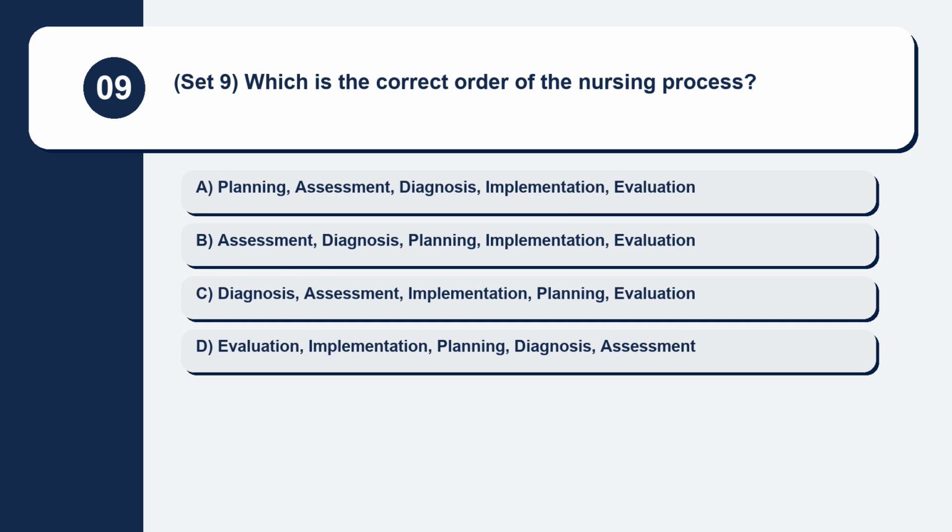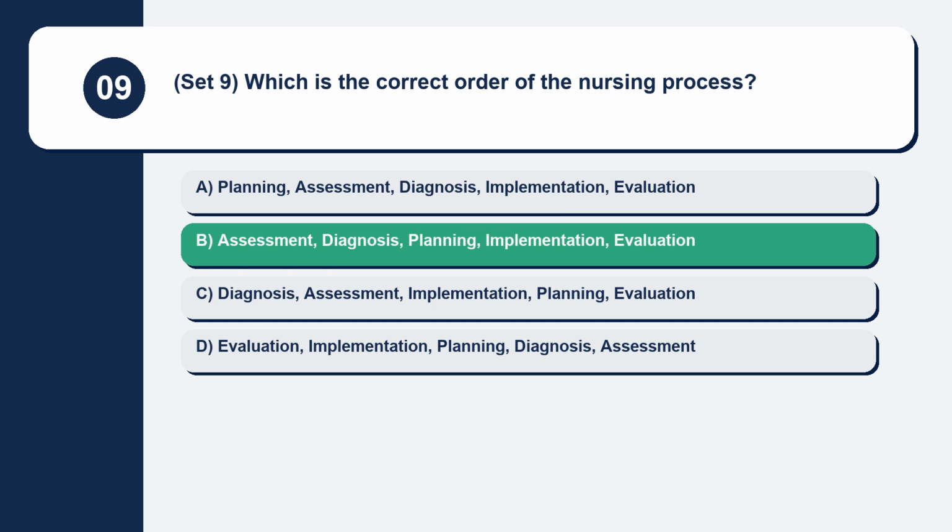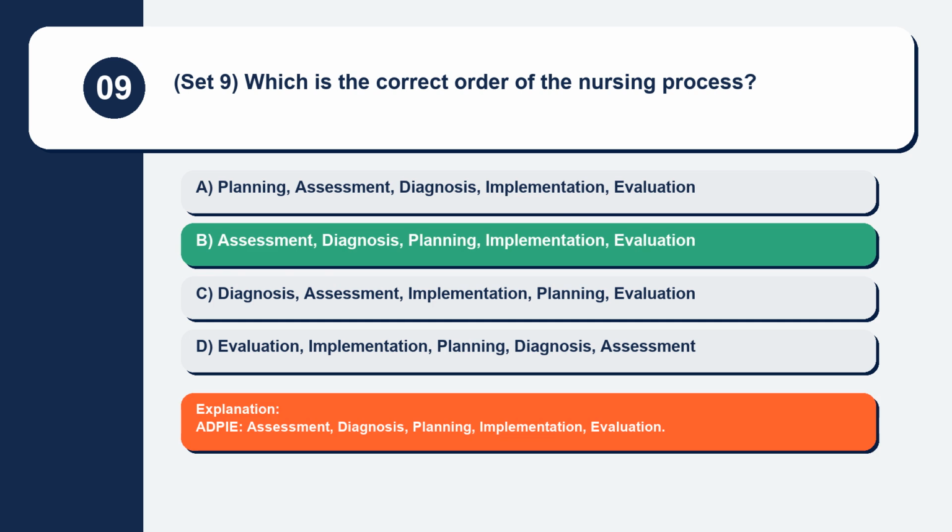Question 9. Set 9. Which is the correct order of the nursing process? Planning, assessment, diagnosis, implementation, evaluation. Assessment, diagnosis, planning, implementation, evaluation. Diagnosis, assessment, implementation, planning, evaluation. Evaluation, implementation, planning, diagnosis, assessment. ADPIE: assessment, diagnosis, planning, implementation, evaluation.